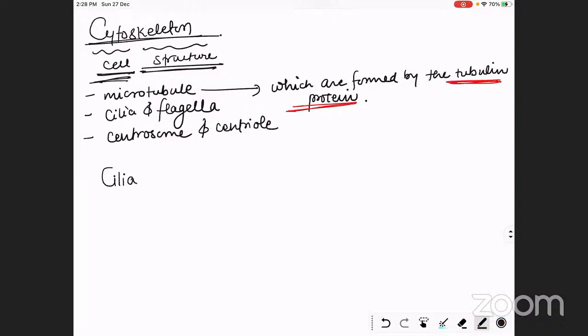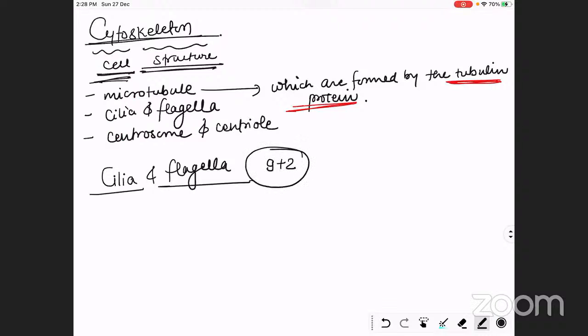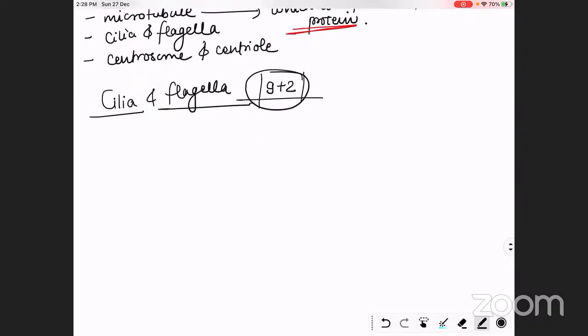We'll talk about the cilia and flagella in detail. Important for the NEET exam. Cilia and flagella, the structure is the most important thing. We call this structure of the flagella the 9+2 structure. Cilia and flagella have the 9+2 structure. What is the 9+2? Okay, we will talk about it. So first of all, what are cilia and flagella? They are outgrowths of the cell.